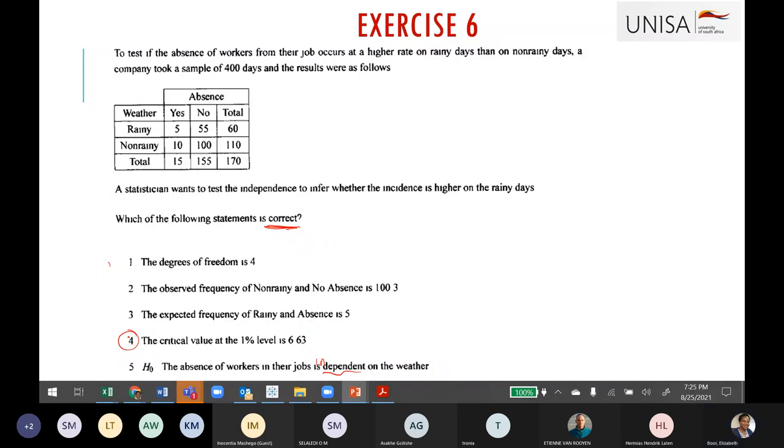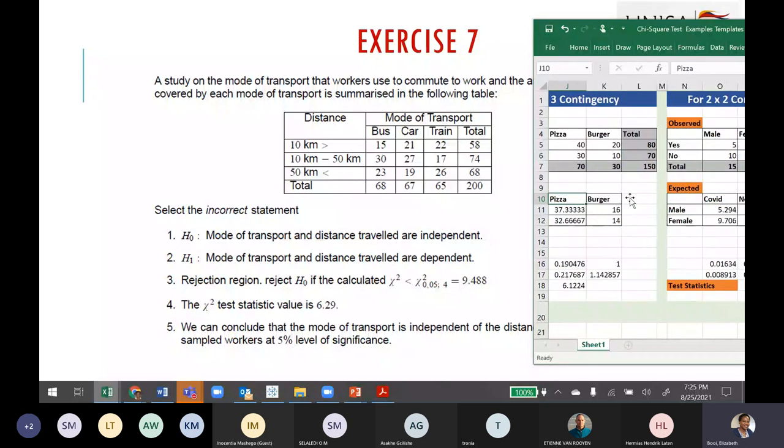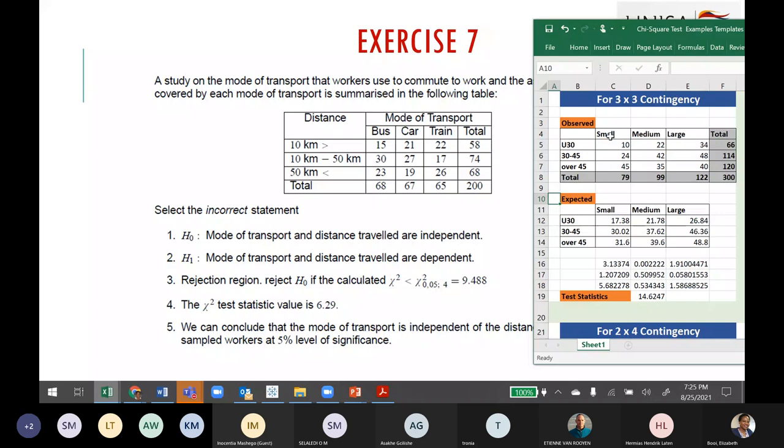Okay. Seven. I think this we did do. I'm not sure. Can't remember. It is a 3x3. I'll add the values: 15, 20, 21, 20, 20, 27, 19, and 26.